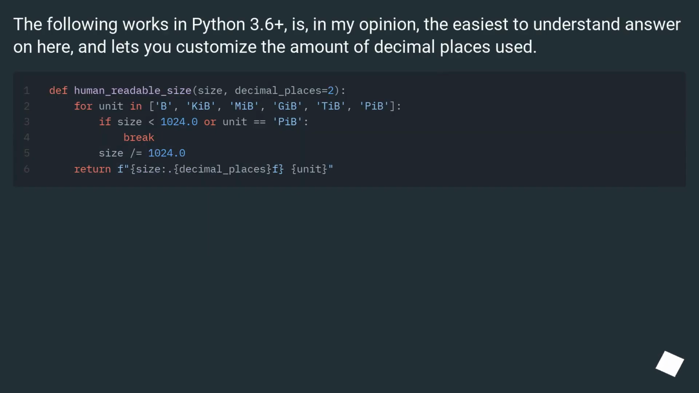The following works in Python 3.6+, is in my opinion the easiest to understand answer on here, and lets you customize the amount of decimal places used.